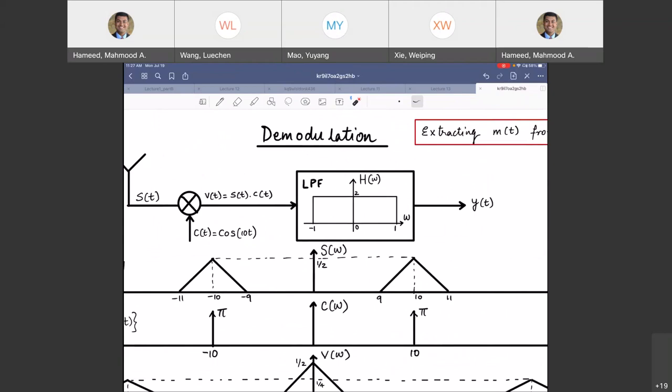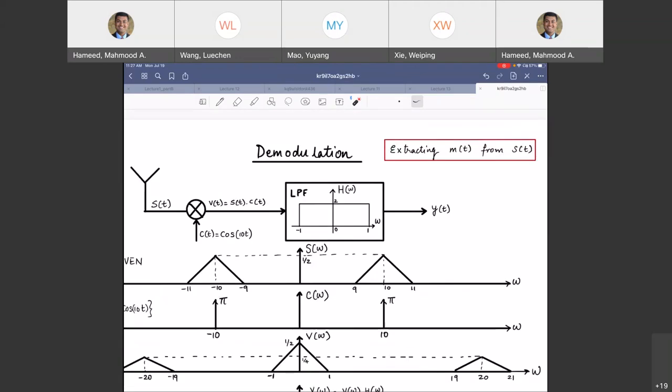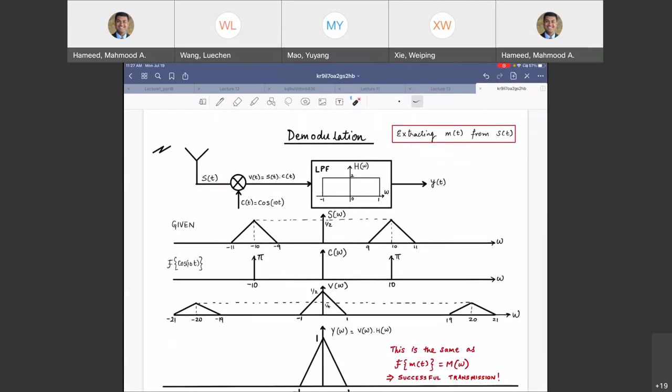Negative 1 to 1, exactly matching the bandwidth of the message. We did not need to be that tight, but we are. It's an ideal low-pass filter discussion here. So demodulation is what? Extracting the message from the modulated signal.